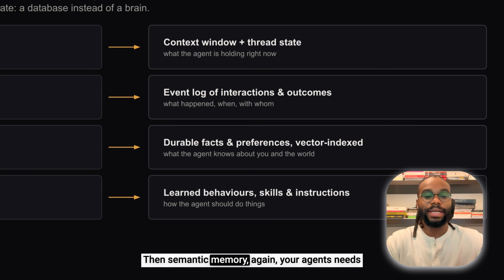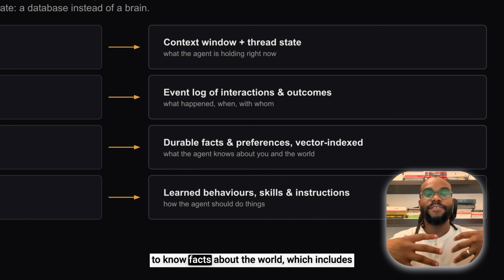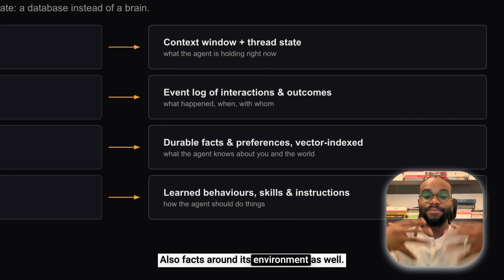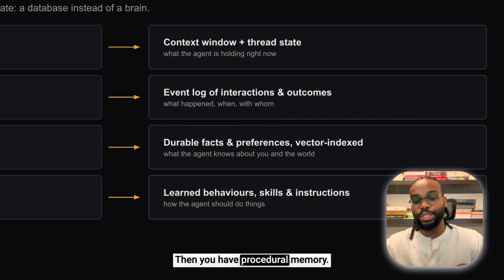Then semantic memory. Again, your agent needs to know facts about the world, which includes you, which is a type of memory, entity memory. Also facts around its environment as well.